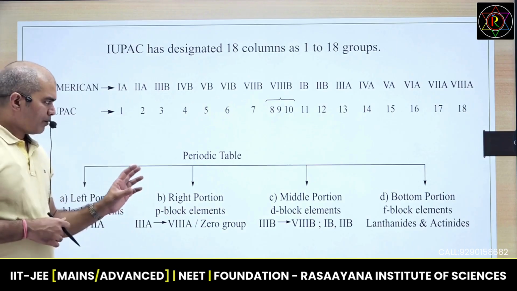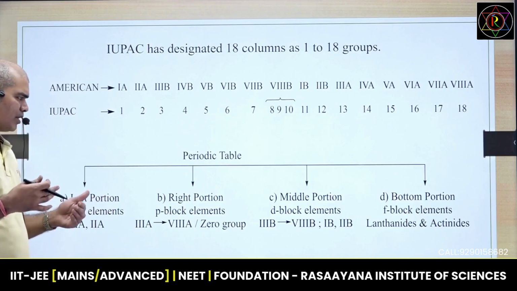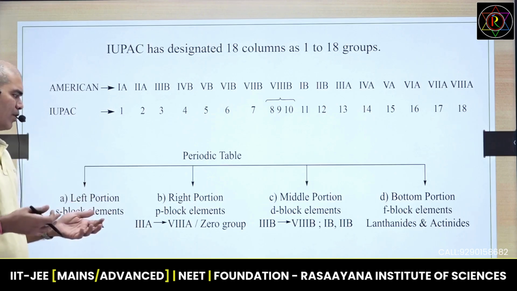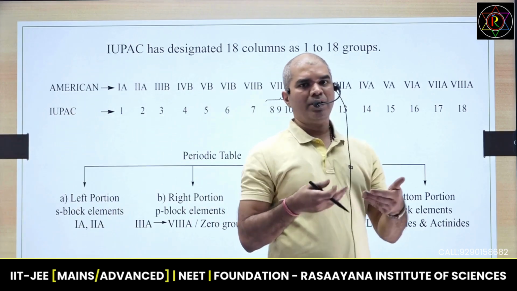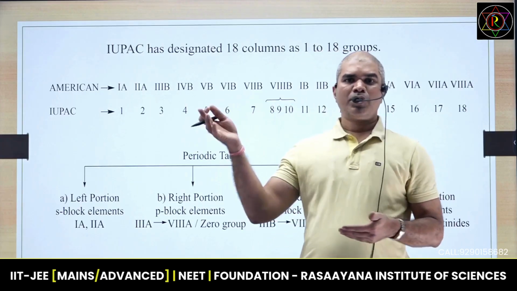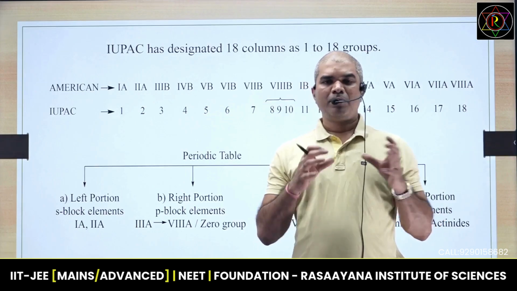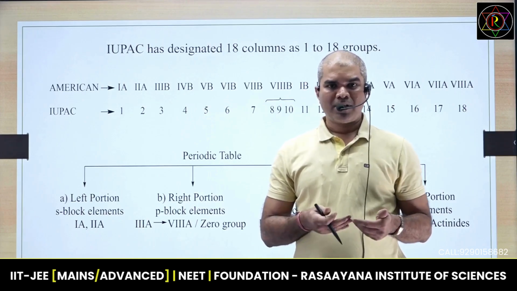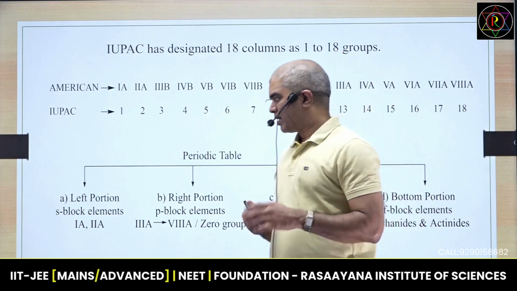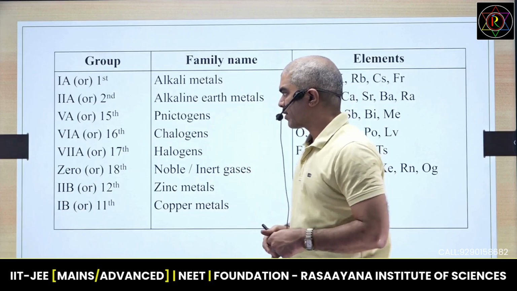And for easier classification of the periodic table, instead of calling them S block, P block, D block, F block, they call it left portion, right portion, middle portion and bottom portion. Left portion is like S block elements, right portion is like P block elements, middle portion is D block elements and the bottom portion is F block elements. Okay, so this is another type of classification, the long form of periodic table.